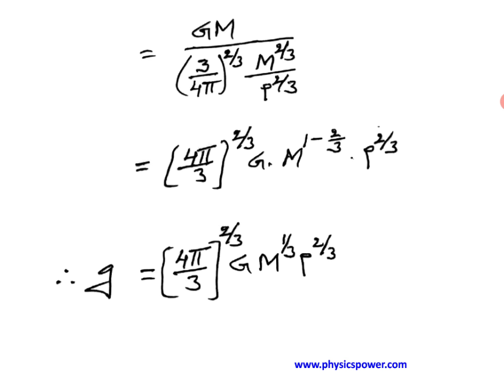So 1 minus 2 by 3, you will get an expression like this: g equals the constant as usual, (4 pi by 3) whole power 2 by 3 into capital G. Here the whole power 1 minus 2 by 3 is only 1 by 3, and rho power 2 by 3 as usual. So here if mass is constant, then acceleration due to gravity is directly proportional to density whole power 2 by 3. If density is constant, then g is directly proportional to m power 1 by 3. Okay, this is the relation between g and mass and density.